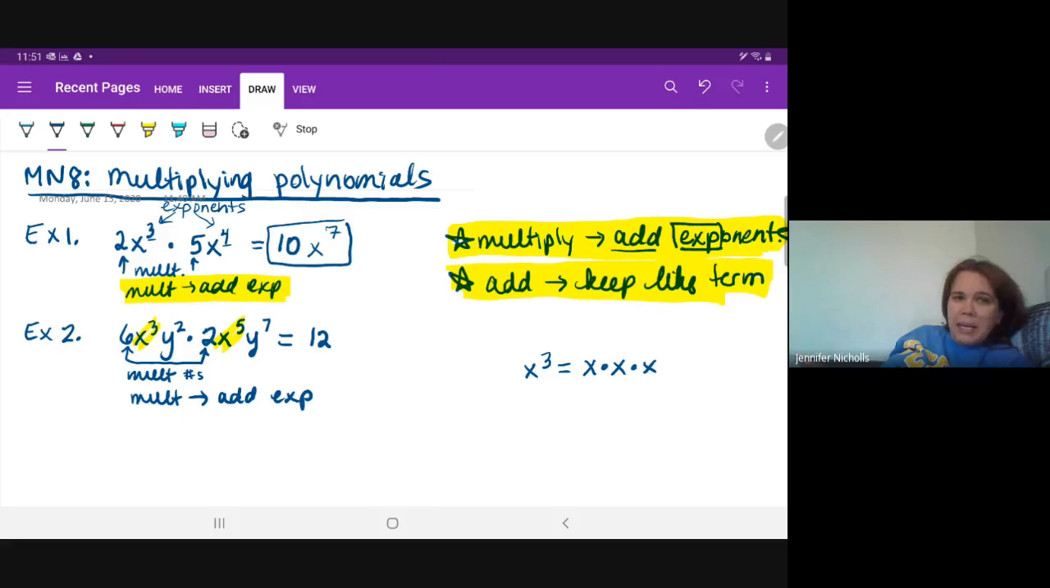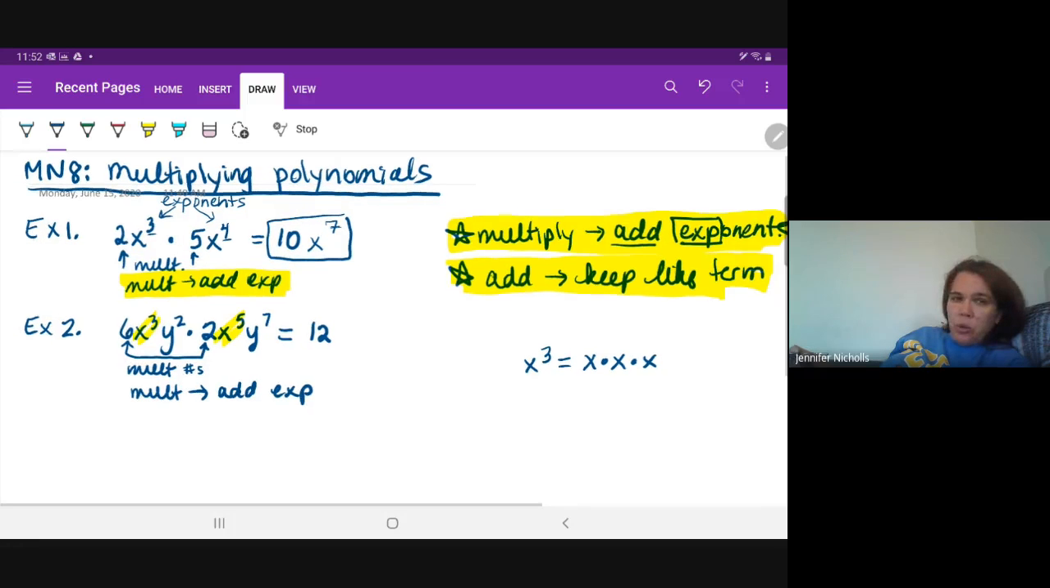Okay, so MN8 is multiplying polynomials. And in yellow, we wrote multiply means add exponents. And exponents are the numbers on the top of the X. And add means you keep like terms. But we're not going to do that today. That's going to be more tomorrow. So we're mostly focusing on the first one.